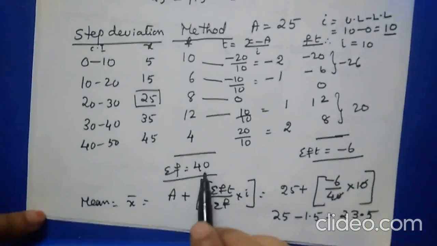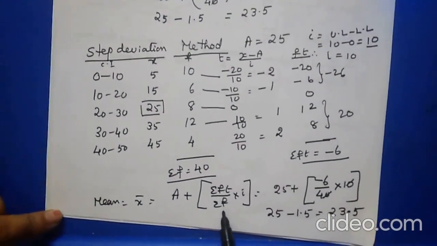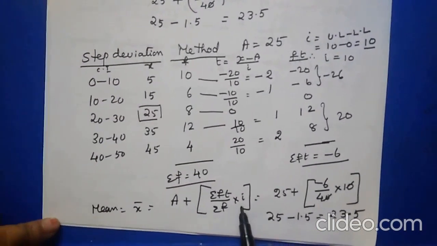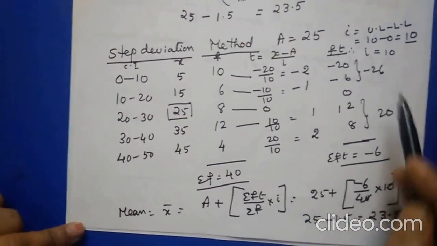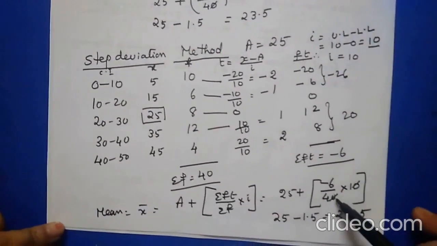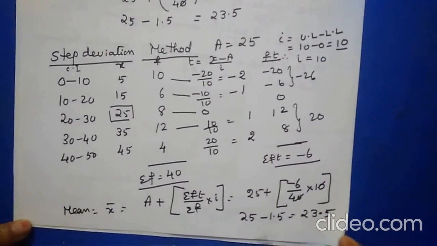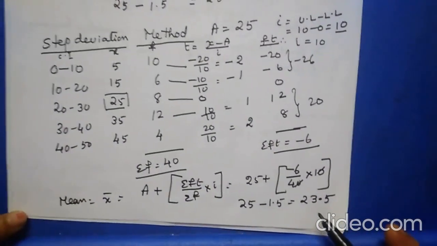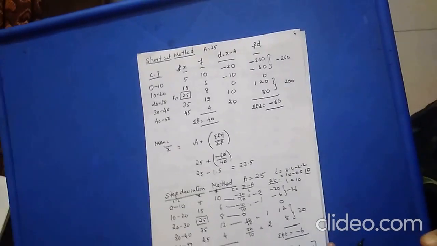Sigma of f is 40. Mean is equal to A plus sigma of ft divided by sigma of f, into I. 25 plus minus 6 by 40, into I, which is 10. 0, 0 cancel. Again you are getting minus 1.5. 25 minus 1.5 is equal to 23.5, the value of mean. So in all the three methods you are getting the same value. You have to practice similar questions.